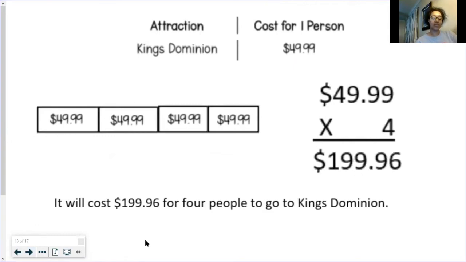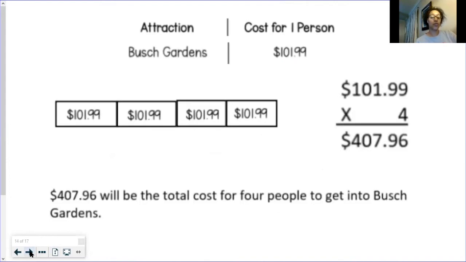Well, you may have chosen to go to Williamsburg Busch Gardens. If you did, the cost for each person was $101.99. Again, my tape diagram shows that there are 4 people that are going. And my sentence, again, that goes along with my number sentence that answers the question of how much it would cost for 4 people to get into Busch Gardens.